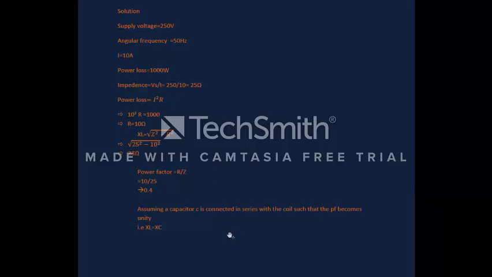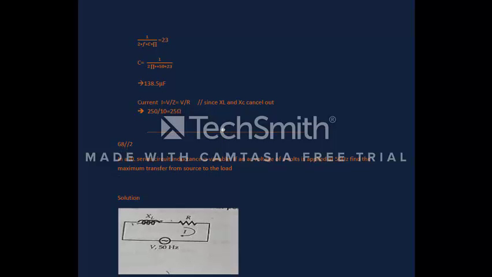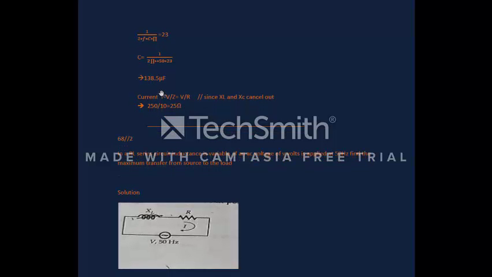Also, assuming capacitor C is connected in series with the coil such that the power factor becomes unity, the capacitive reactance is equal to the inductive reactance. So 1 upon 2 pi f C should be equal to 23. So C is equal to 1 upon 2 pi into 50 into 23, where we convert frequency into angular frequency, which comes out to be 138.5 microfarad.